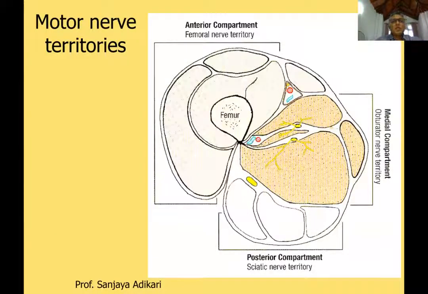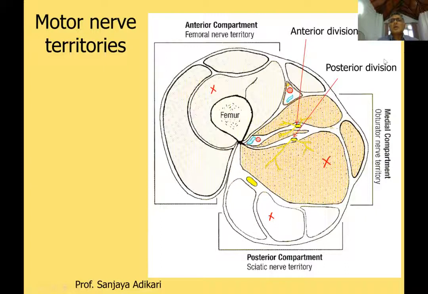Then motor nerve territories, we have partly discussed it. The anterior compartment, as we said before, is supplied by the femoral nerve, and the medial compartment, the adductor compartment, is supplied by the obturator nerve, and the posterior compartment is supplied by the tibial component of the sciatic nerve. So these are the three important nerves that supply the muscles of the thigh.